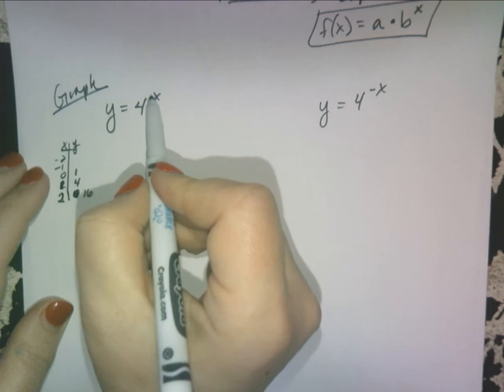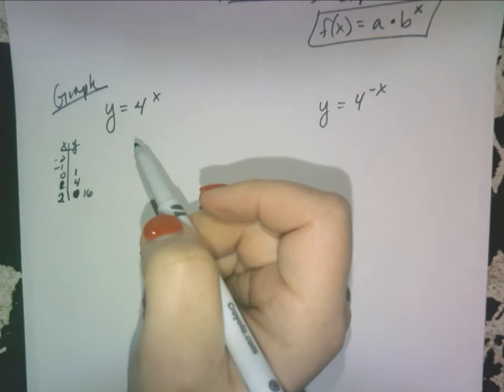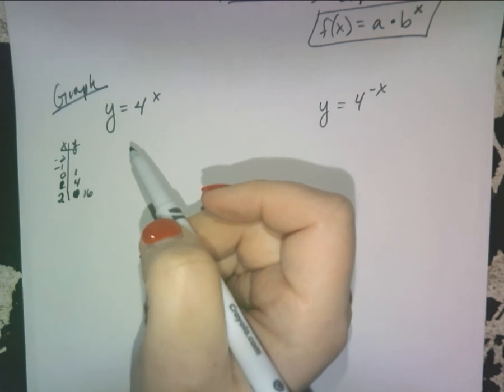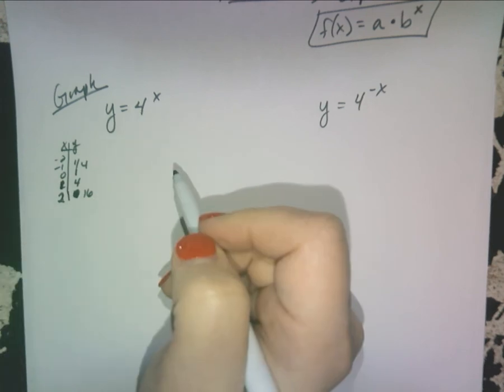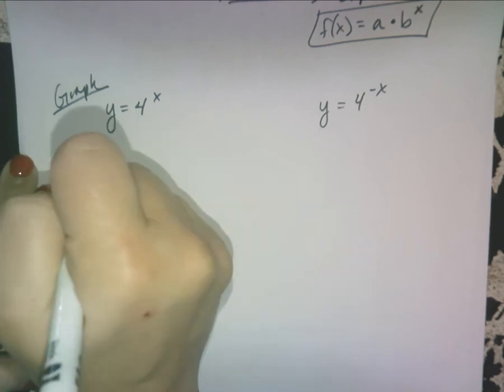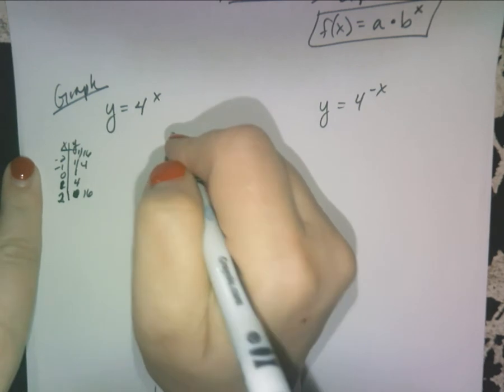What's 4 to the -1? Do you remember doing that way back in September? 4 to the -1 is 1/4. And what would 4 to the -2 be? 1/16.